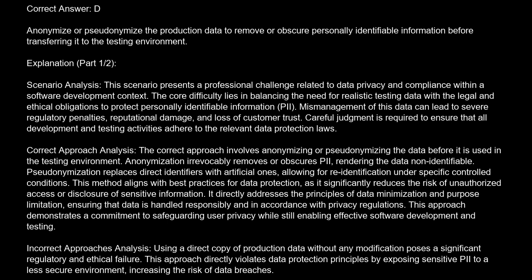Careful judgment is required to ensure that all development and testing activities adhere to the relevant data protection laws. Correct approach analysis. The correct approach involves anonymizing or pseudonymizing the data before it is used in the testing environment. Anonymization irrevocably removes or obscures PII, rendering the data non-identifiable. Pseudonymization replaces direct identifiers with artificial ones, allowing for re-identification under specific controlled conditions.